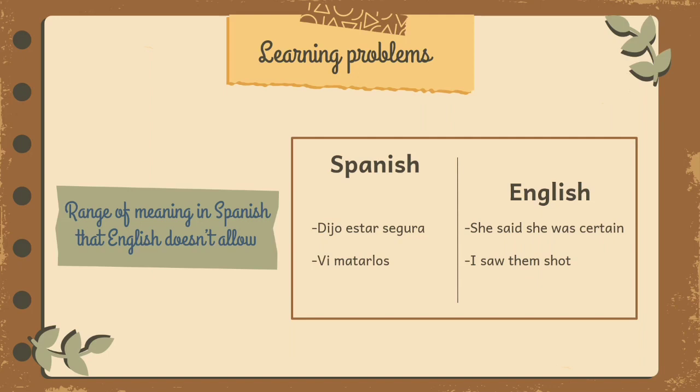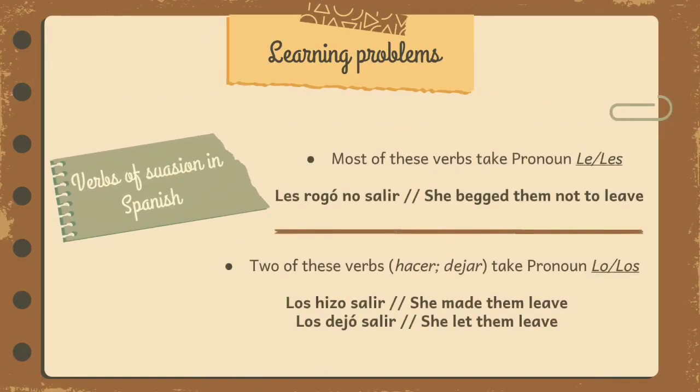Finally, Spanish distinguishes between various kinds of verbs of suasion, so that most of them take pronouns le or les, as in les rogó no salir. In English, she begged them not to leave. But two of the suasion verbs, hacer and dejar, take pronouns lo or los. In this case, los hizo salir, she made them leave, and los dejó salir, she let them leave.